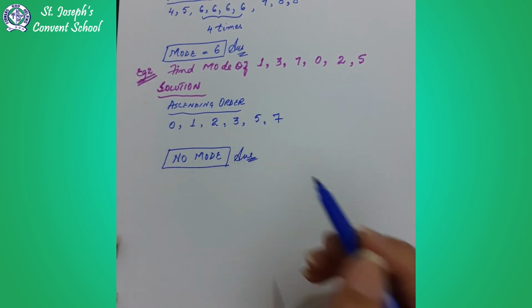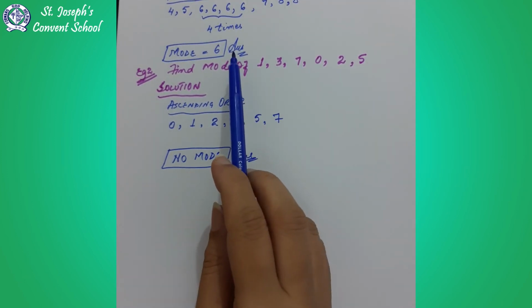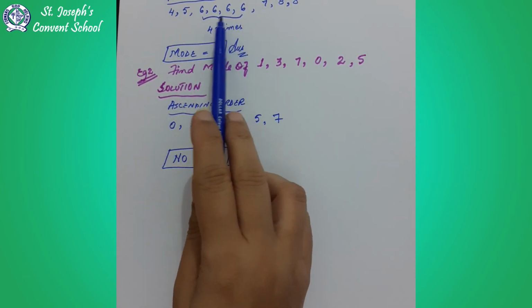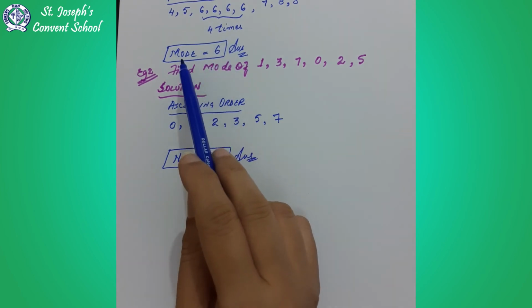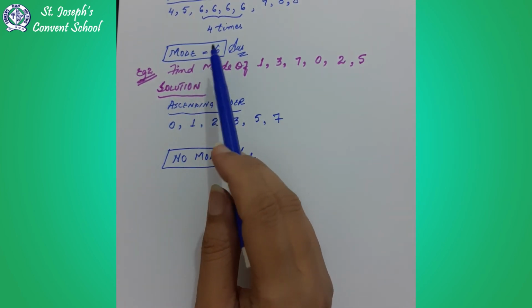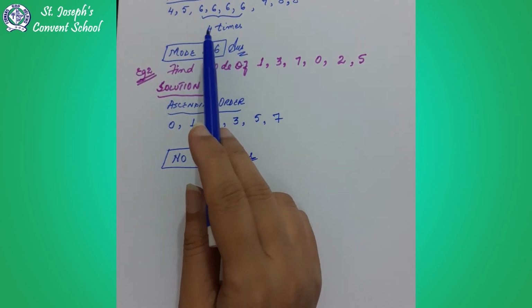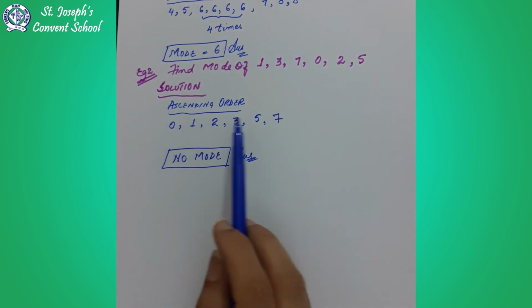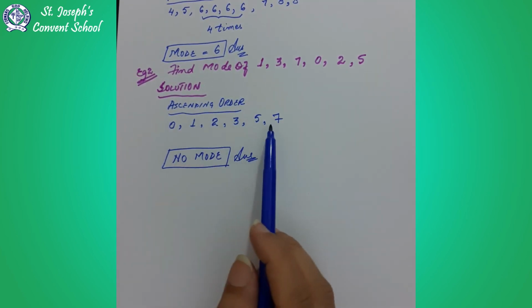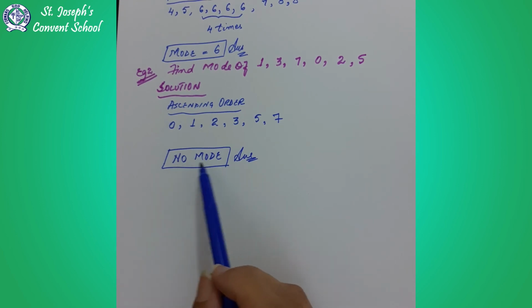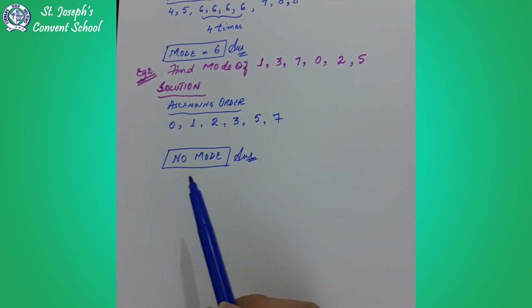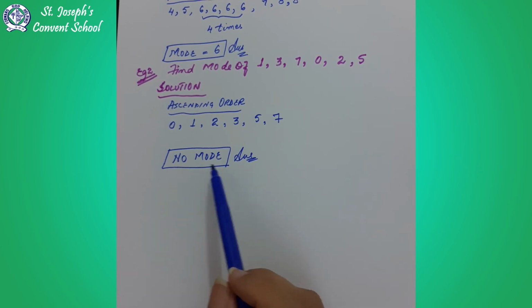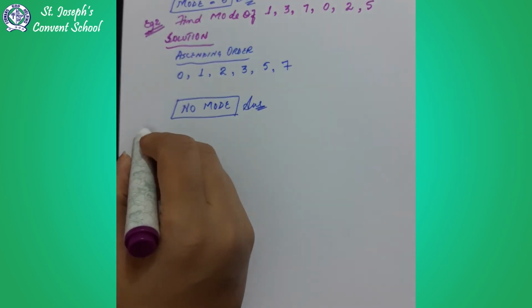So remember this. In the first example, a number was repeating, so only 6 was repeating 4 times. The most frequent value, the number repeated most in the data, is 6. In this data all are coming once, so numbers are not repeating, it means there is no mode. You will write no mode. You cannot write 0. Okay, let me give you another example, the last example.